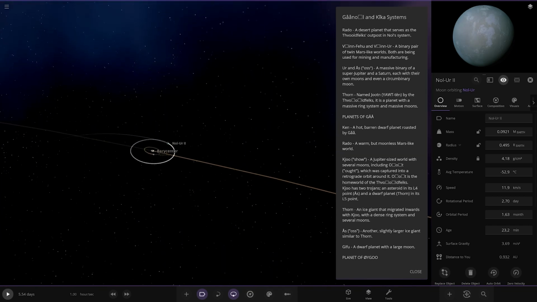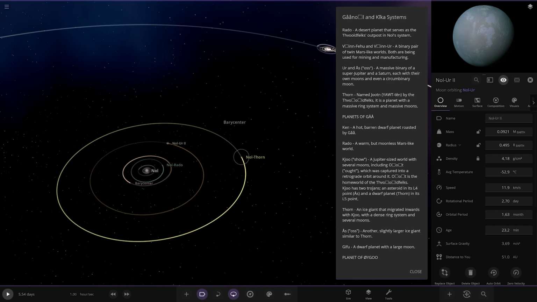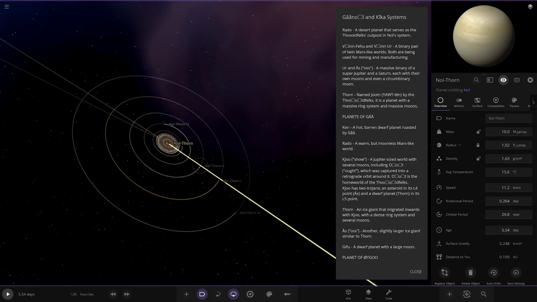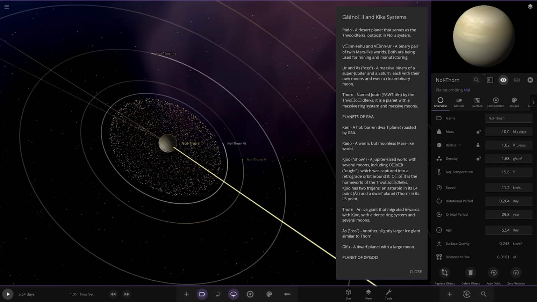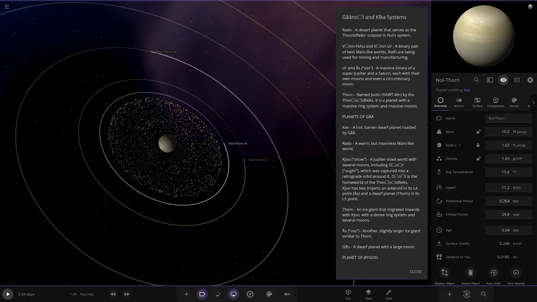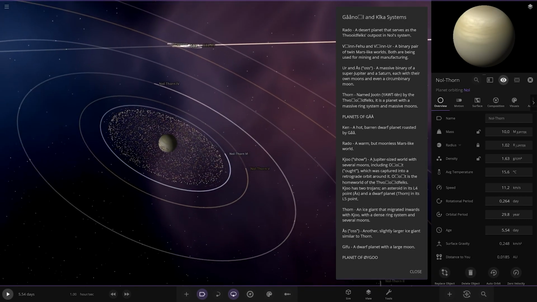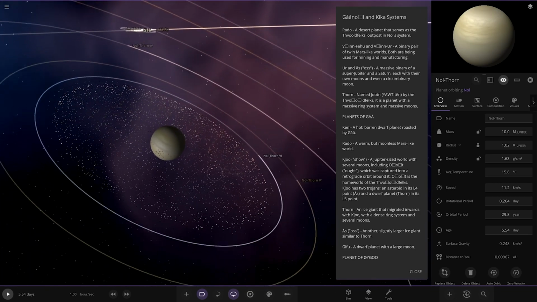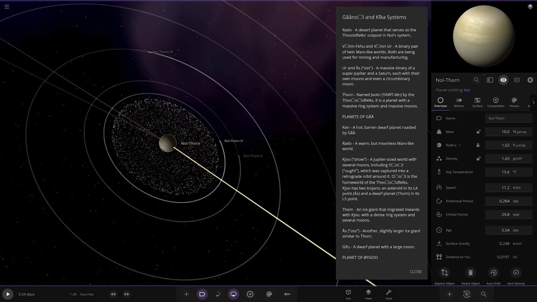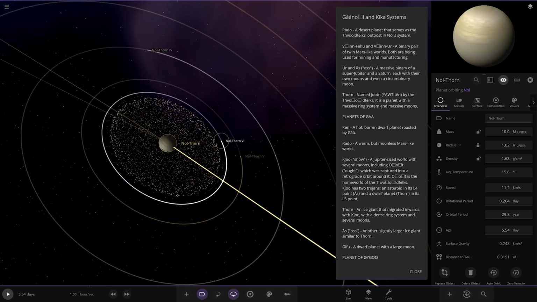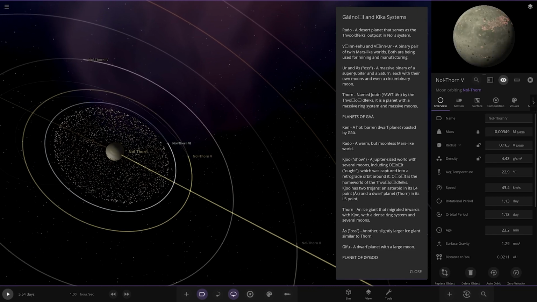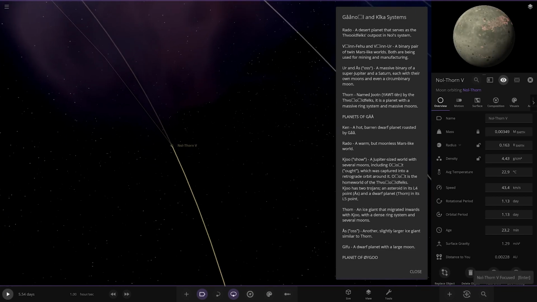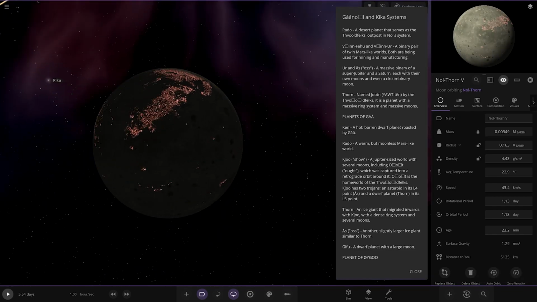Interesting. So moving on, next up we have got this one, Fawn, over here. Named Yorten by the, however you say that. It is a planet with a massive ring system and massive moons. That is a big rings. Okay, so on to the moons. They all are there. Oh, it's got some city lights on that one. Let's have a look. Very nice. Okay.